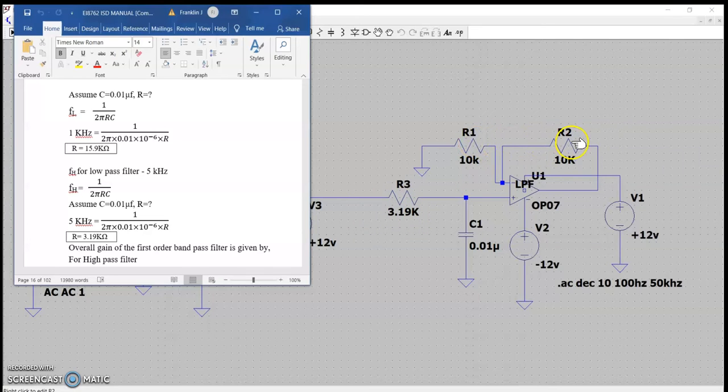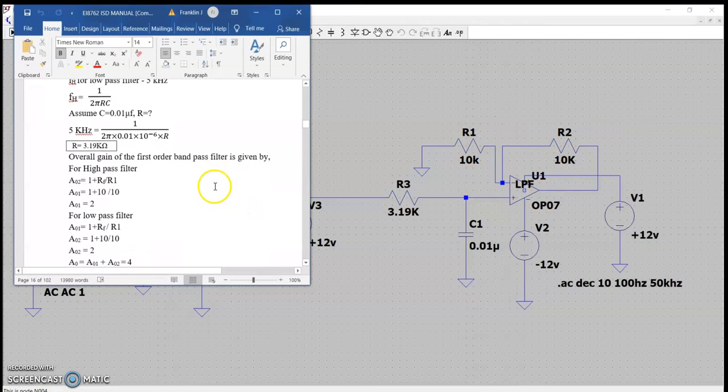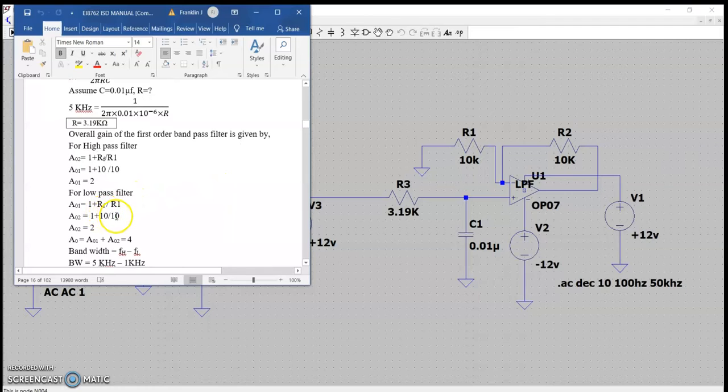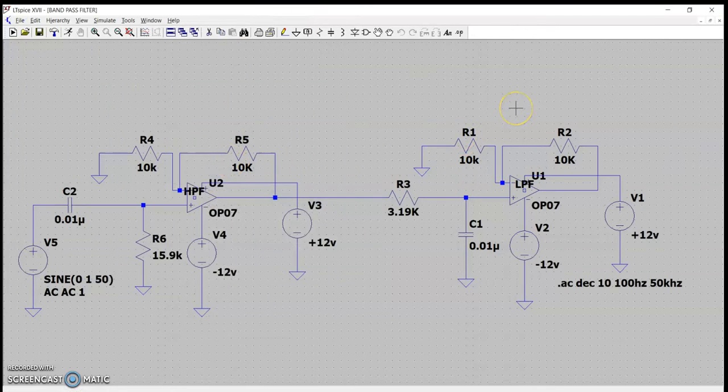Here this R1 and R2 is used to find out the gain of this LPF. So when you substitute here 1 plus R by R1, you're going to get 2. Now the overall gain A0 is equal to this gain plus this gain, so we are going to get 4. The overall gain is equal to 4.